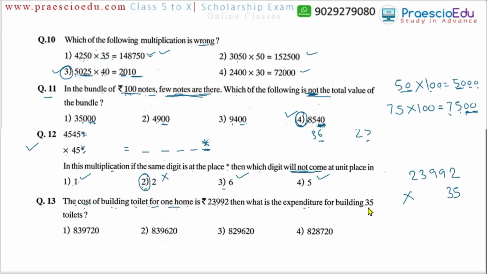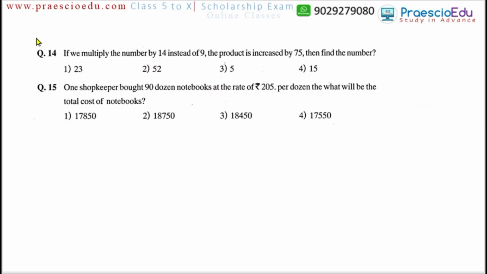Okay, so for 35 toilets, how much? So this multiplication has to be done. After this multiplication you will get this product, means this is the amount of the expenditure of 35 toilets. So please, students, do this multiplication as per our multiplication way.